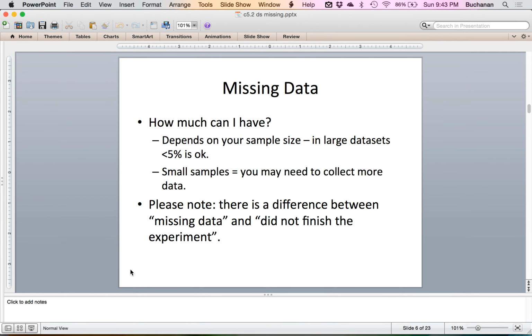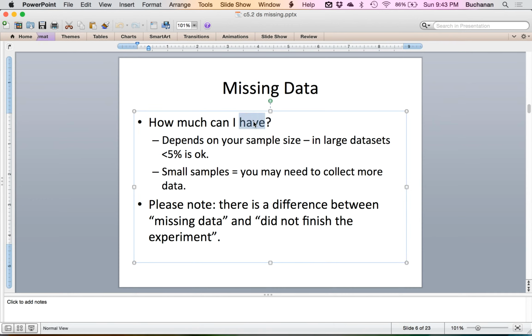The next thing you have to think about is, what can I do? How much missing data can you have? The general rule is about 5%. This is not about what you can have, really; it's about what you can import. How much missing data can I replace is really what this slide should say. If you decide to replace, how much can you replace? In large data sets, replacing with less than 5% missing is usually okay.